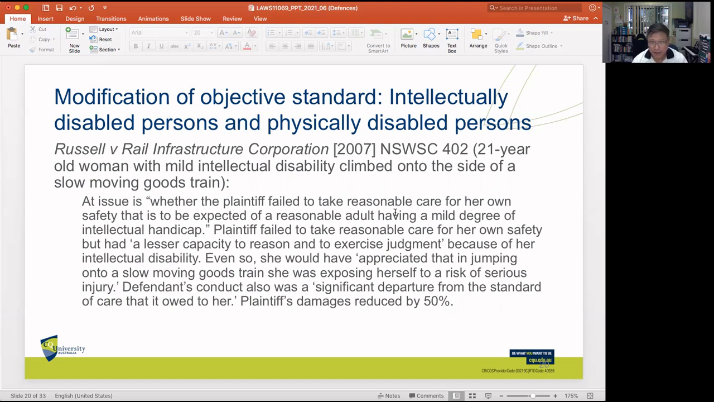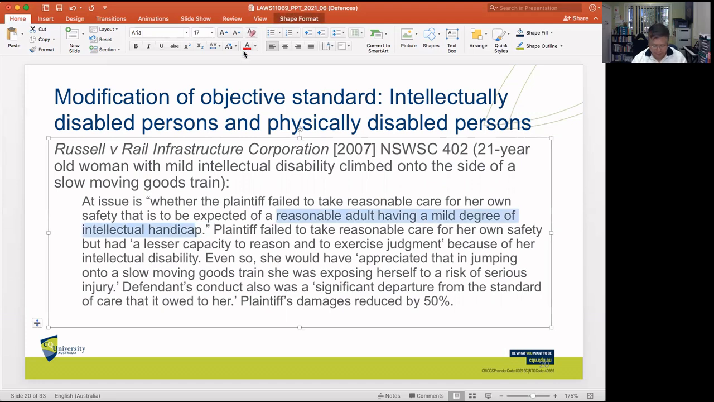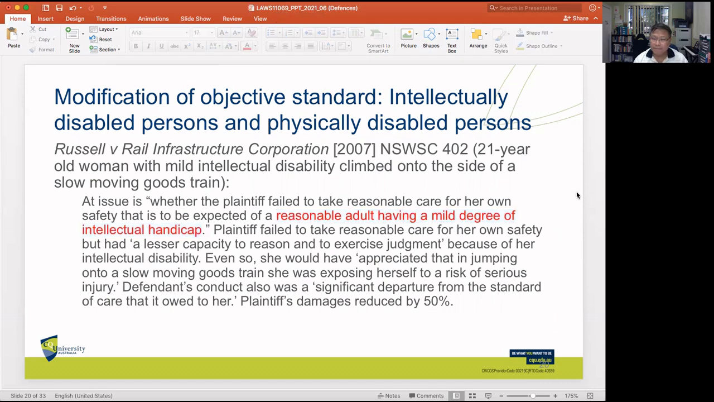So in other words, in this particular case, the court did take into account the issue of intellectual handicap of the plaintiff. But in that particular case, that still isn't a subjective standard. It's not about changing the standard to look at the peculiar characteristics of the plaintiff, but looking at it more broadly in terms of what would you expect of reasonable adults having a mild degree of intellectual disability? How would they react or act in these circumstances?